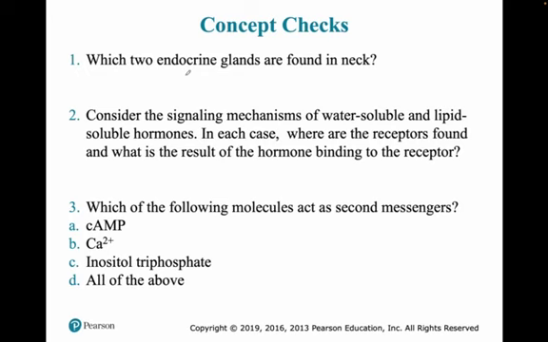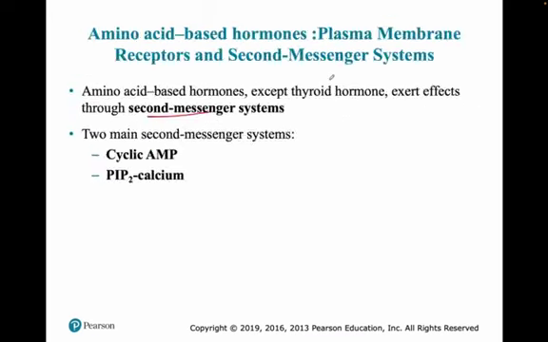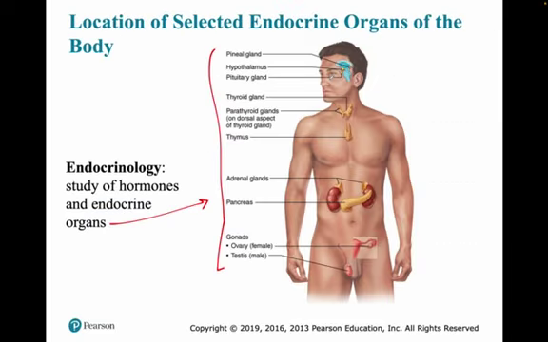Okay. So which two endocrine glands are found in the neck? If we go back and see in this picture over here, in the neck area, we actually see thyroid and parathyroid. So pineal gland, hypothalamus, pituitary, these are most majorly in our head area. Thyroid, parathyroid is a neck area.